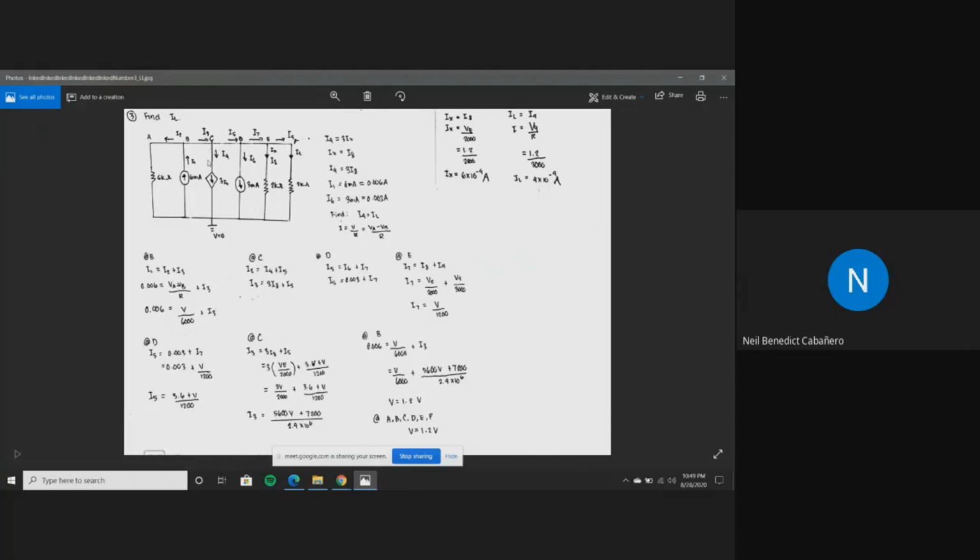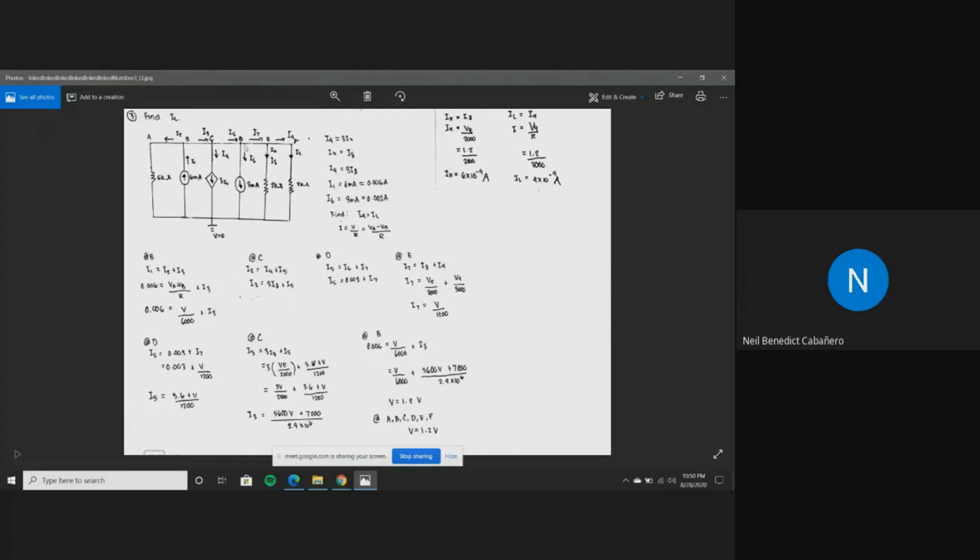So at node C, we can notice that the current entering node C is just I3, and the ones that are leaving are I4 and I5. So which gives us I3 is equal to I4 plus I5. And we know from this equation that I4 is just equal to 3I8. So we substitute it here and it gives us I3 is equal to 3I8 plus I5.